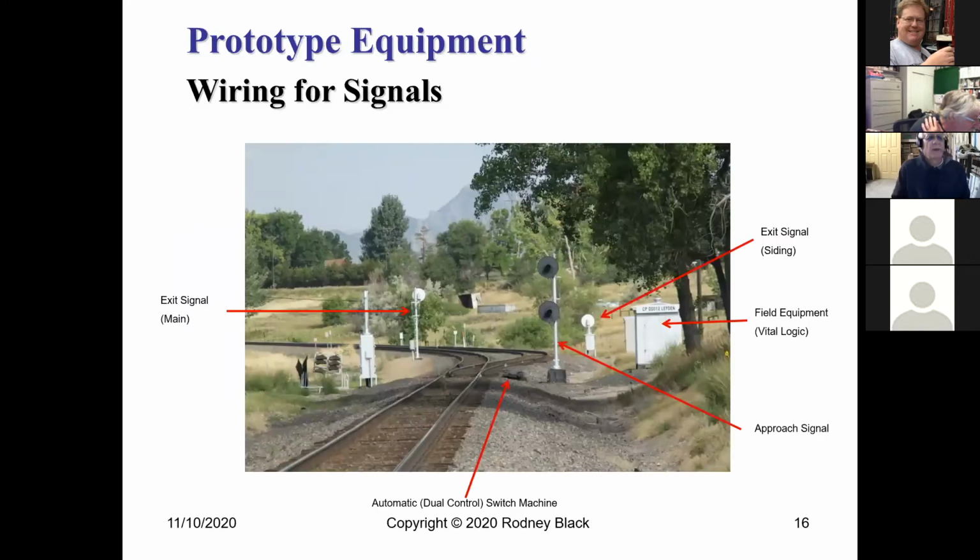Here's an example of what you might be modeling on the prototype for CTC. This is a control point, an OS section, at East Leiden on the UP's old Moffett route.